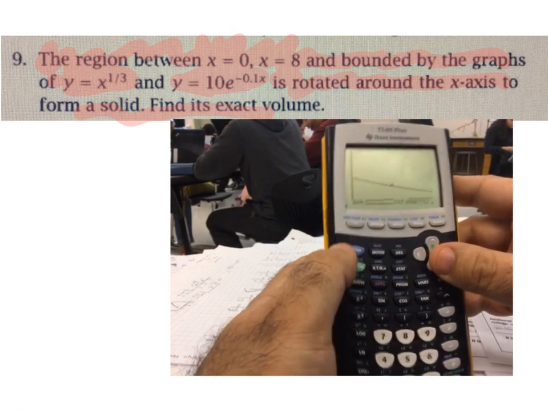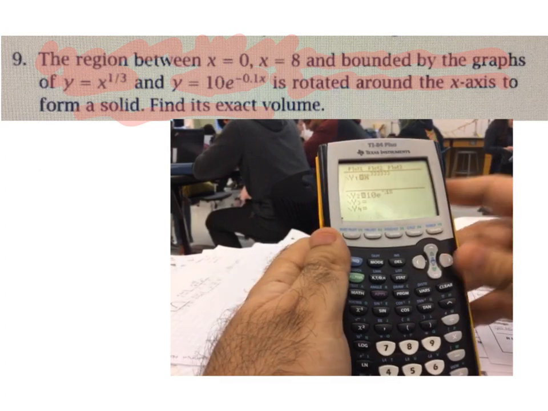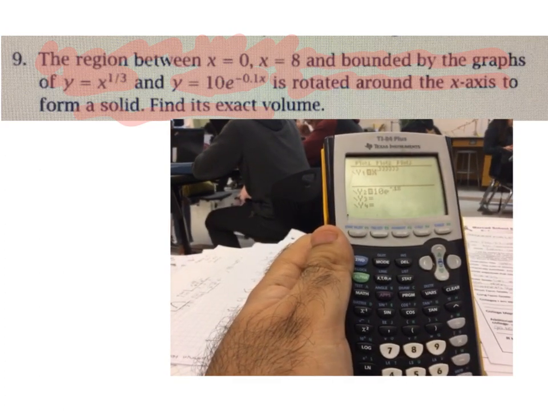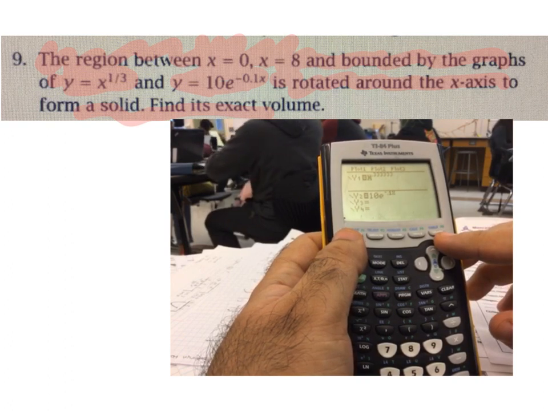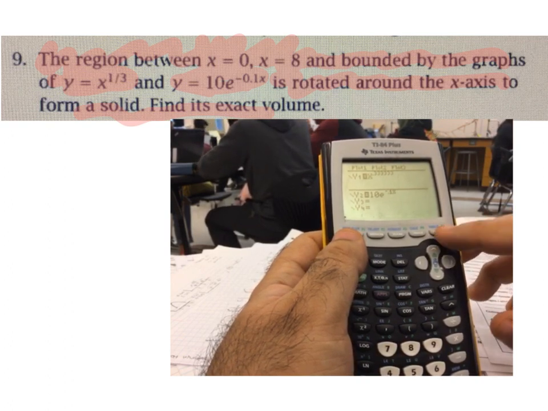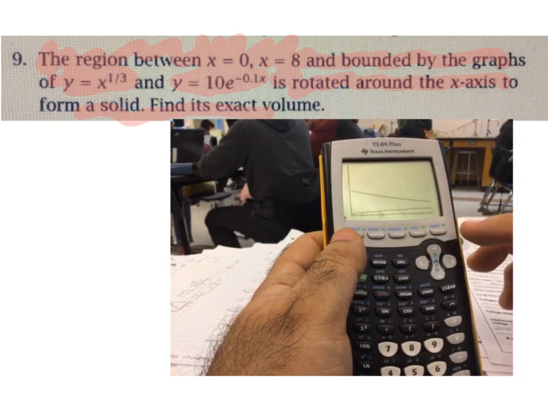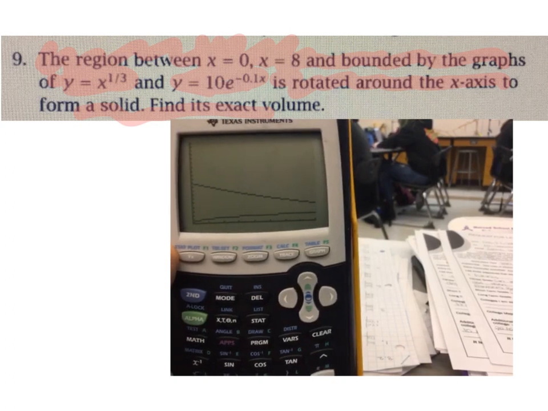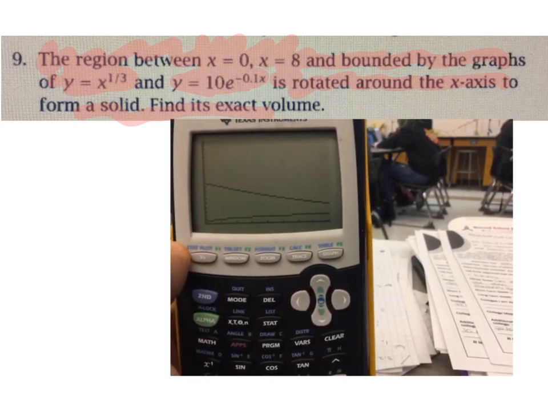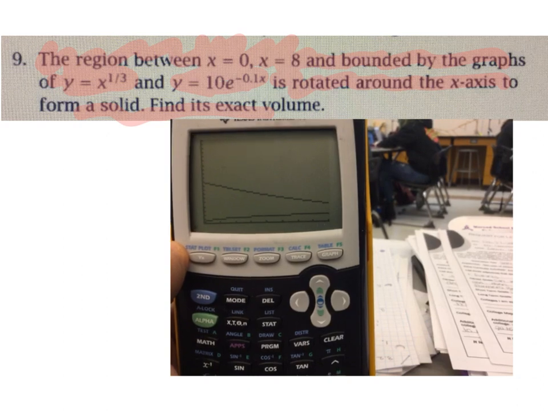The top function is going to be 10 times e to the negative 0.1x. Okay, so we have our graph. That's what it looks like. Is there any way I can take a screenshot of that? Okay, there we go, we got that screenshot. So let's do this math.